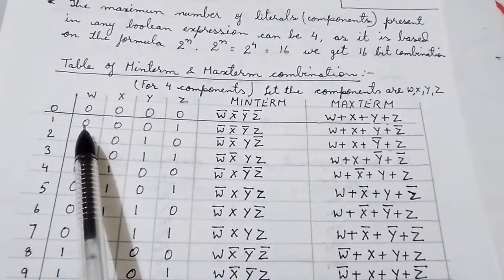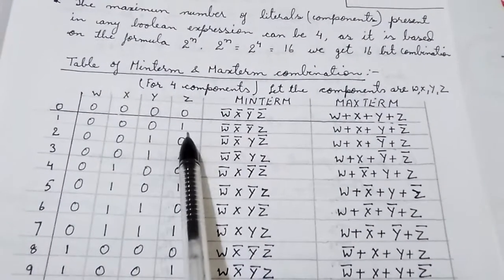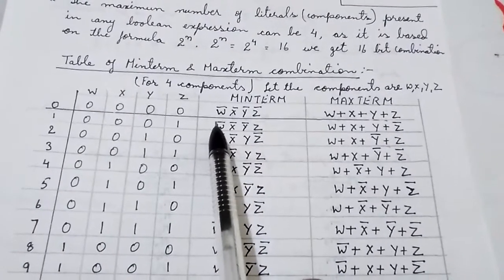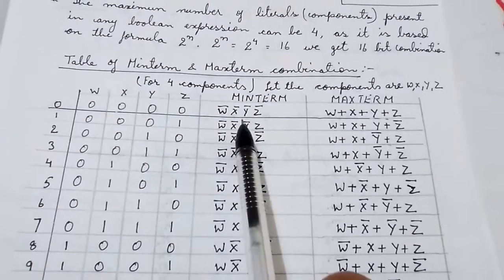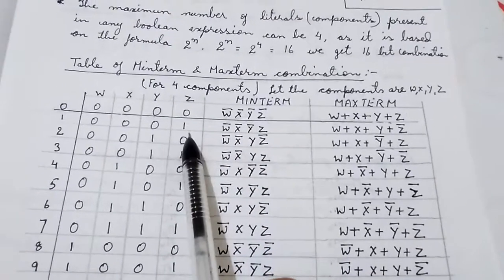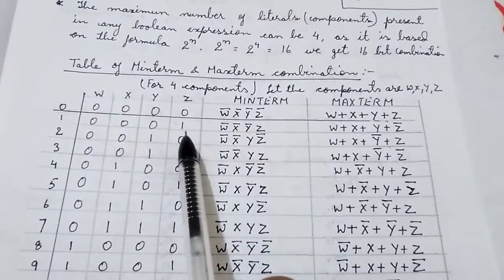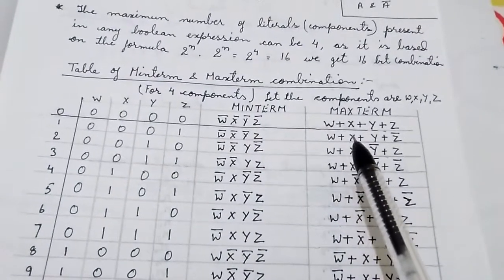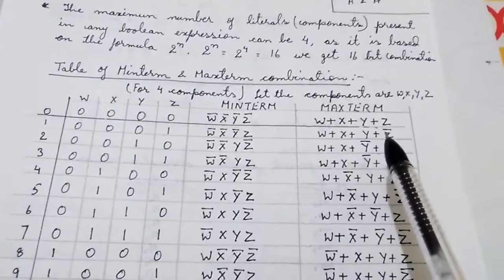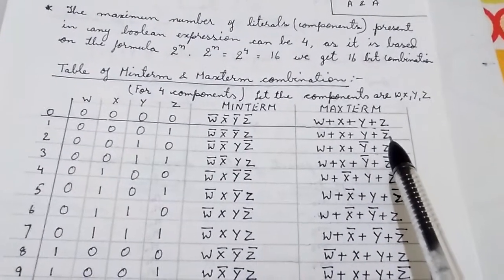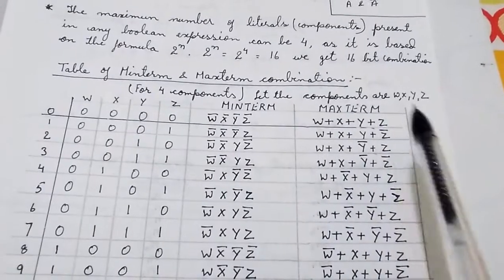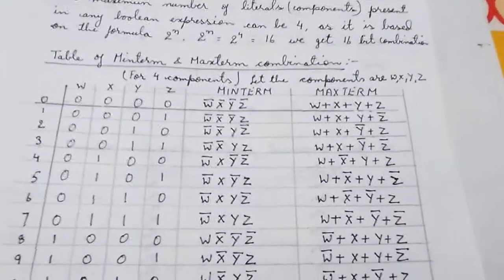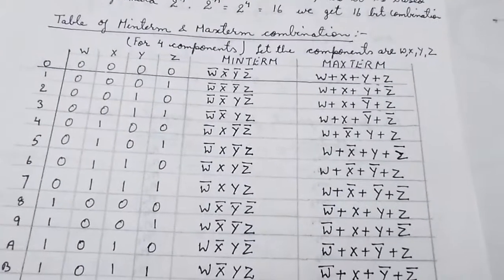So another combination that we get is 0, 0, 0, 1. Whenever there is a 0, we put a bar. So we are getting w bar, x bar, y bar, z, as there is a 1 under z. And here we get w plus x plus y plus z bar, as 1 stands for bar. So z bar. This is a major difference that we have to pay attention to.